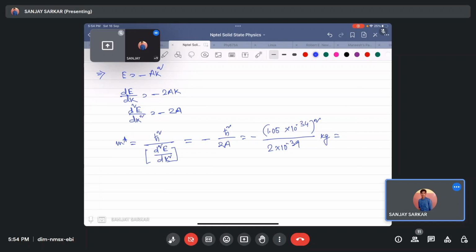Okay, so 1.05 square divided by 2, so 0.55 is 0.55, and 34 into 2 minus 13 29 20 minus 30, so 5.5. It is minus 5.5 into 10 to the power minus 30 kg. So this is the effective mass for this electron.